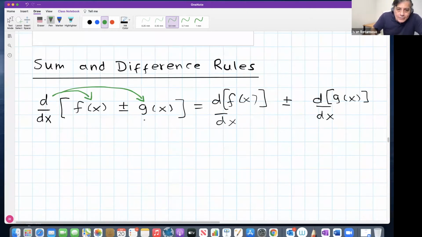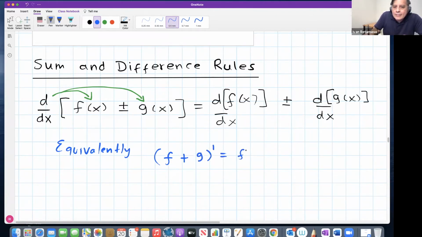Now, if this notation is too much for you to remember, equivalently, we can use Newton's notation and say the derivative of f plus g is just f prime plus g prime, right? And the same for the difference. The derivative of the difference f minus g is f prime minus g prime. You see, you should feel free to distribute the derivative over sums and over differences, okay?